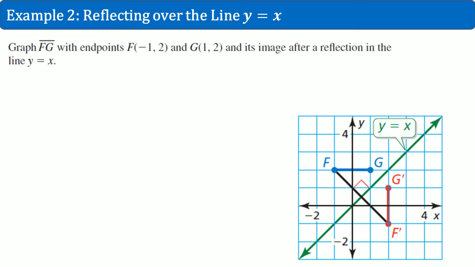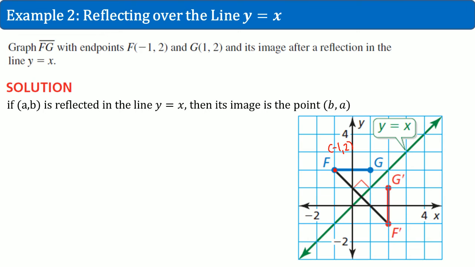Example 2: now we're going to see how it works when we reflect it over y equals x. Here you see the original f, and the original point here is negative 1 comma 2. And when it got reflected, here's the solution. We follow the rule. If a comma b is reflected over the line y equals x, the image flips. So it's now b comma a. So this was the original one, and the new one is flipped. The y was 2, it became the x, and the x becomes the y, so it becomes negative 1. And that makes sense because f prime here is 2 comma negative 1.